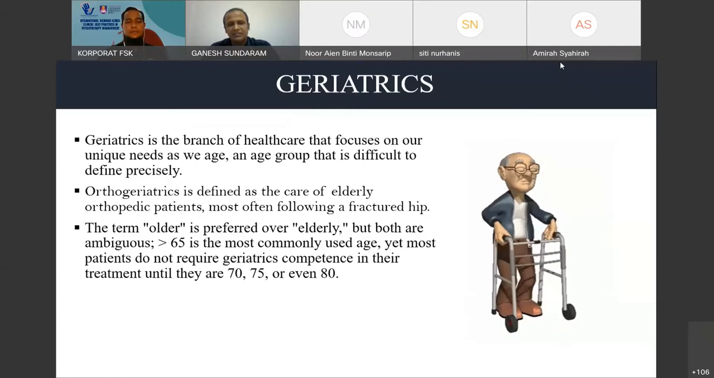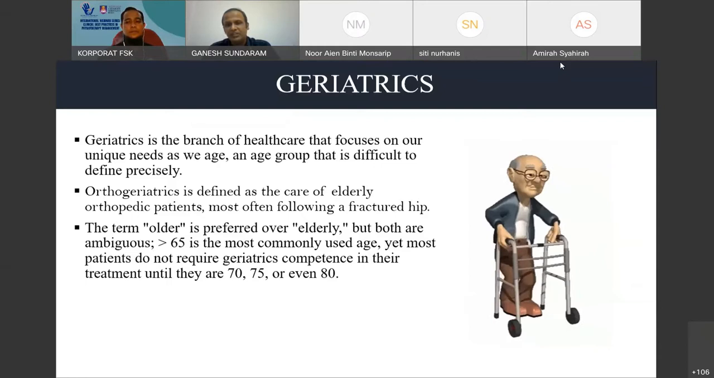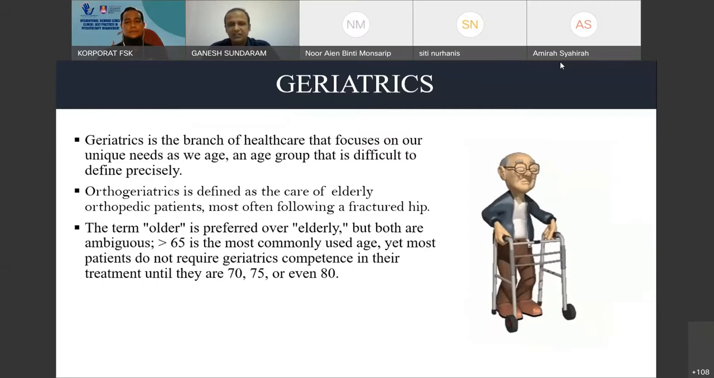So it doesn't mean a person is above 65, so he needs a geriatric treatment. So it depends upon the age. After 65, it can be at 70, or sometimes it may require at the age of 75 or after the age of 80. So it depends from person to person.